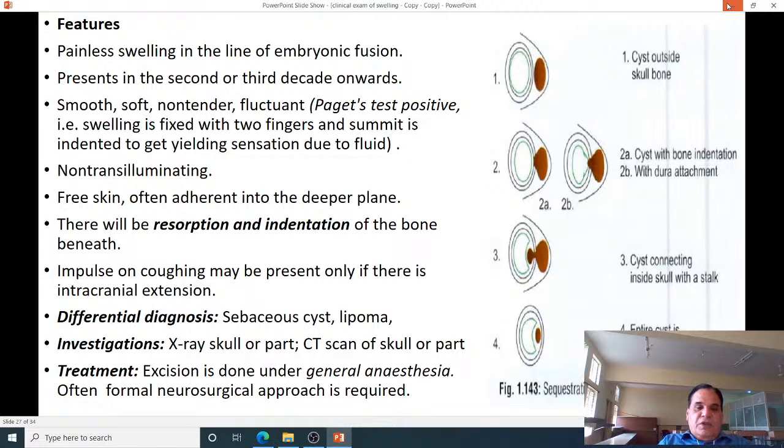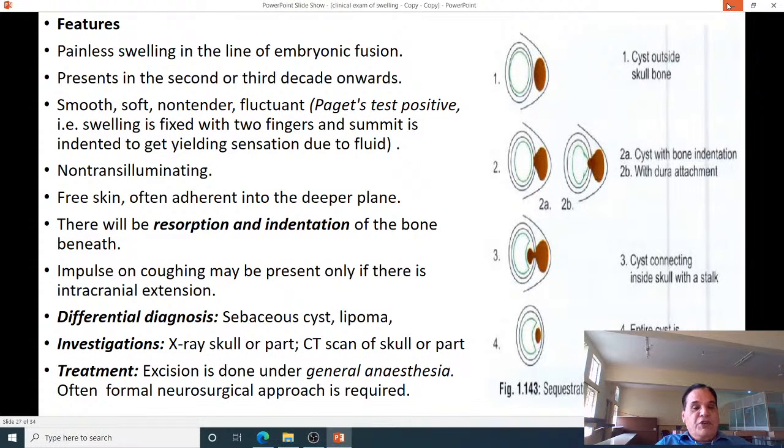So what are the features? Painless swelling in the line of embryonic fusion. It presents in the second or third decade onwards. See, they are congenital swellings from embryonic fusion, but they occur in the second and third decade. It is a small swelling, non-tender, fluctuant.